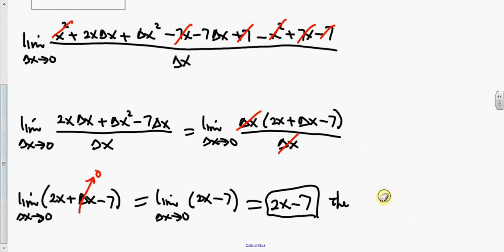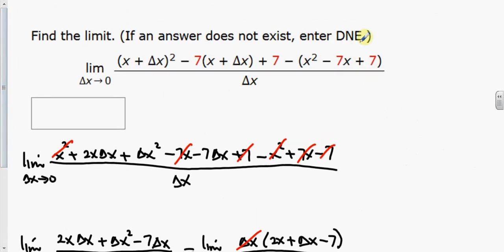So that's the derivative. It's the derivative of what? It's the derivative of the function. What's the function? There it is right there. This is the definition of the derivative.